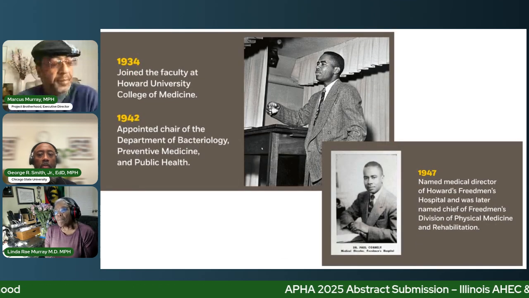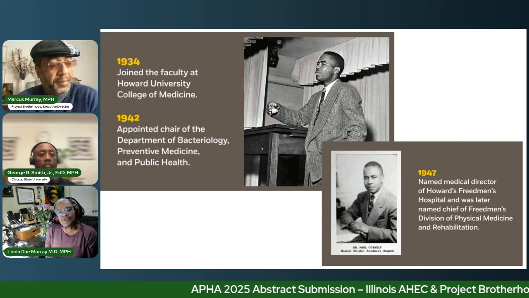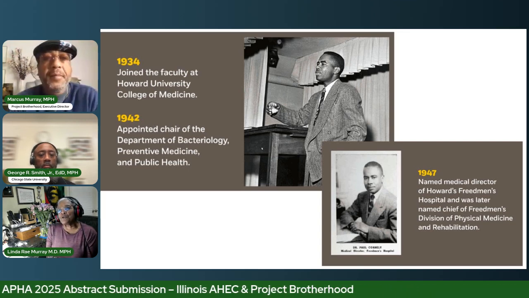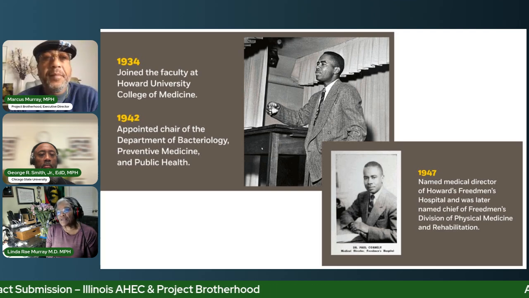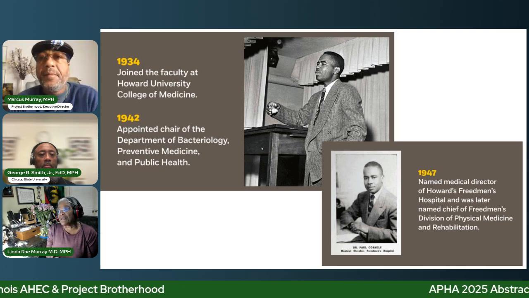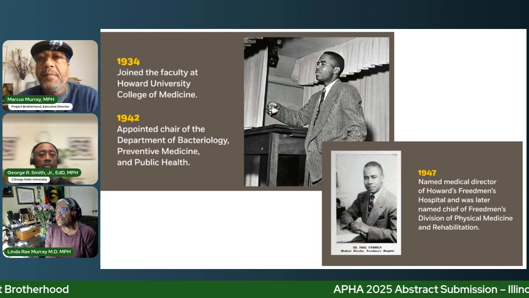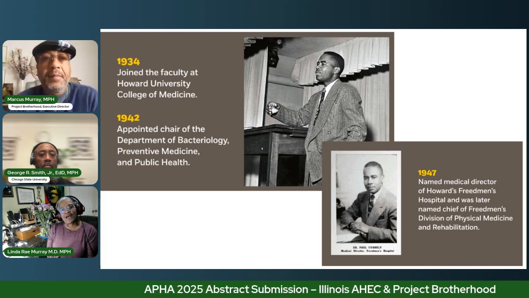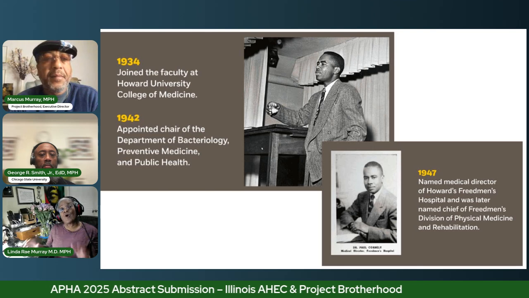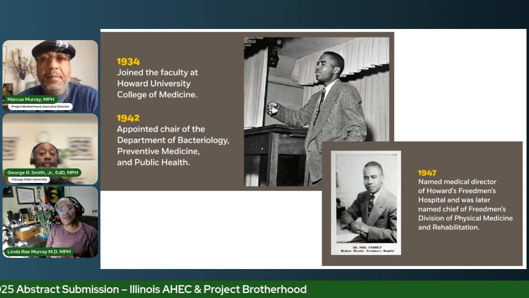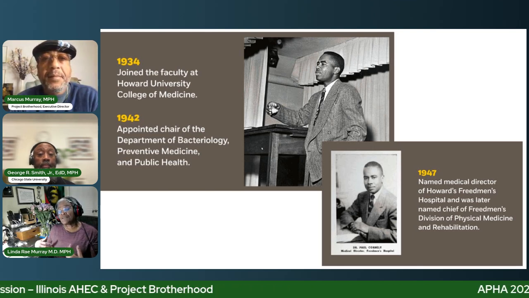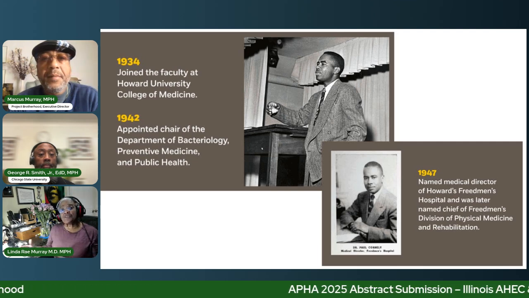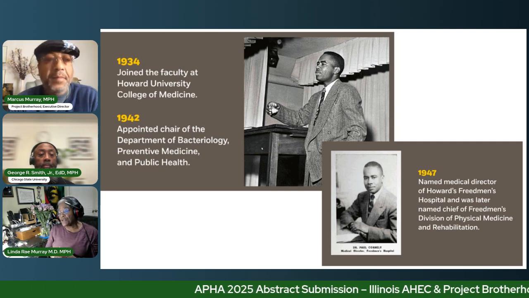Next slide. He then moves to DC and joins the Howard University College of Medicine faculty. In '42, he becomes the chair of the Department of Bacteriology and Preventive Medicine and Public Health. And by '47, he served as the medical director for Freedmen's Hospital. This is the oldest surviving Black hospital in the country. It was established during Reconstruction as part of the Freedmen's Bureau, and it's the teaching hospital for Howard Medical School. Next slide.